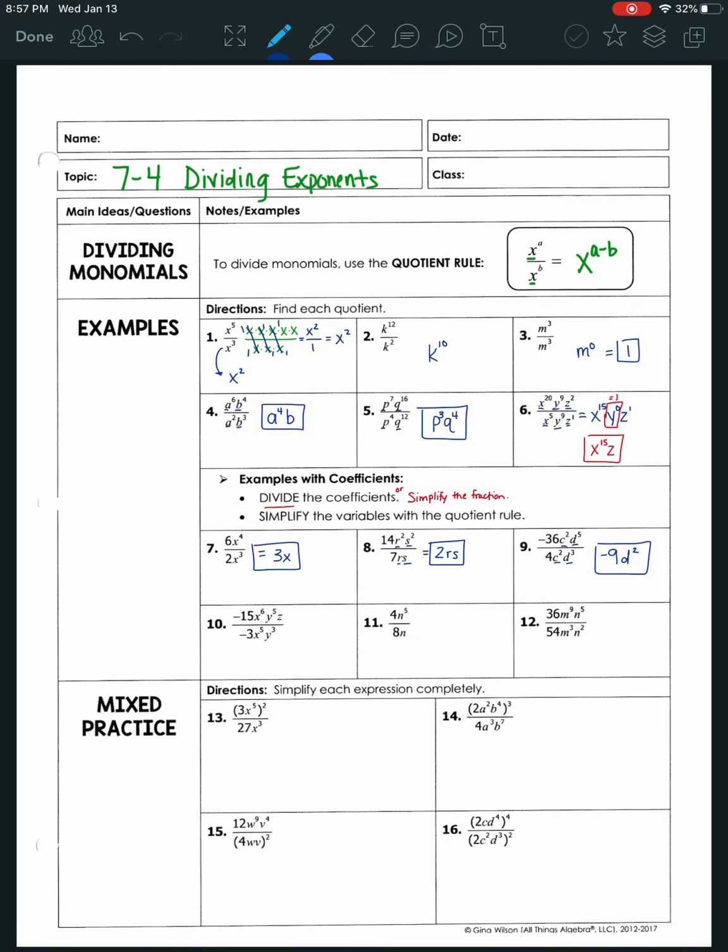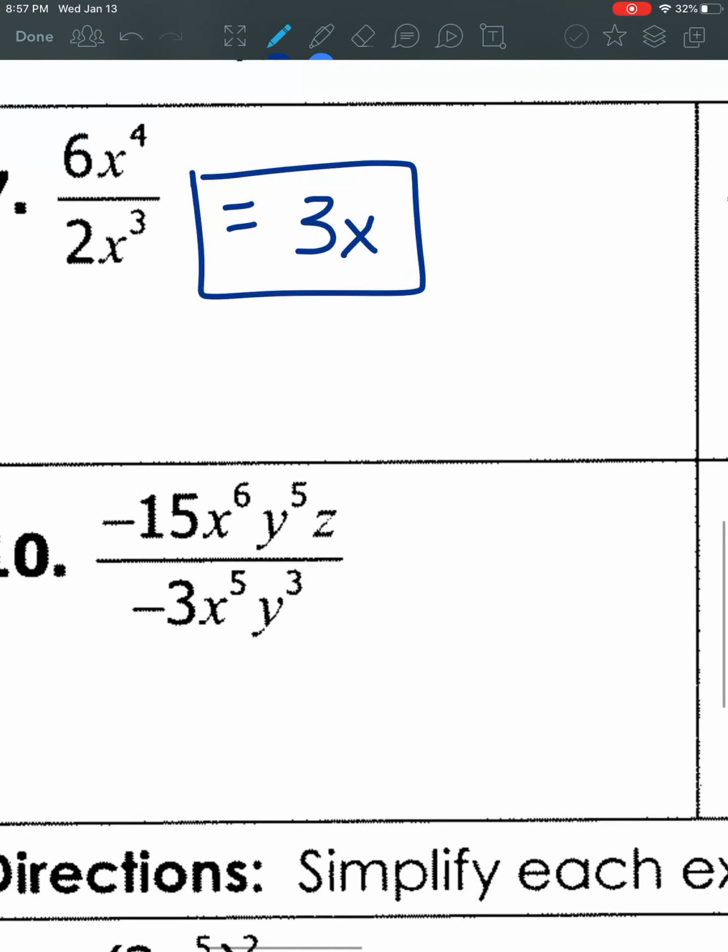All right. Why don't we pause here and try 10, 11, 12, see if you can get those 3 correct.